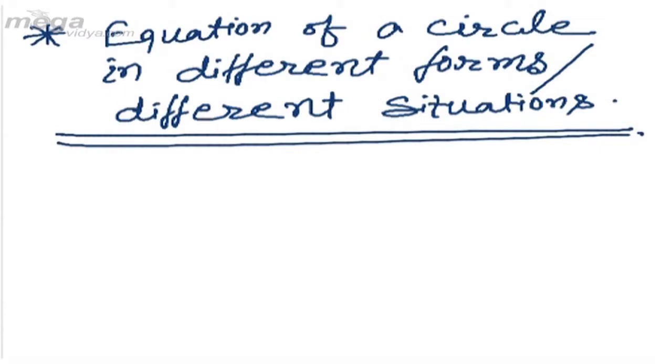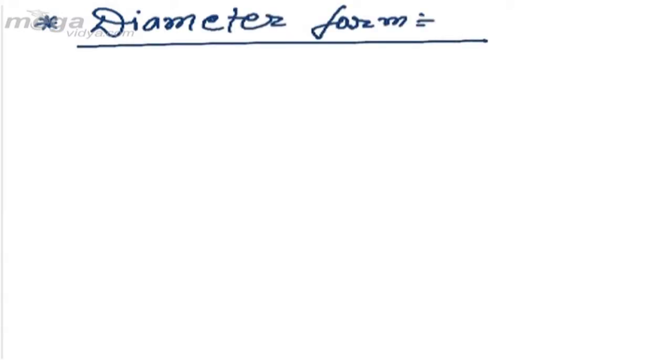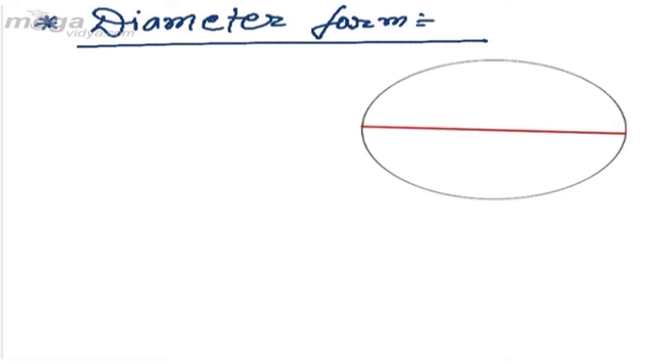Now today I am taking the equation of a circle in different forms or in different situations. So here the first one is diameter form. In this form the situation is when the end points of a diameter are given. Suppose this is AB as a diameter whose end points are given as x1 comma y1 and x2 comma y2. Then you have to find out the equation of this circle.